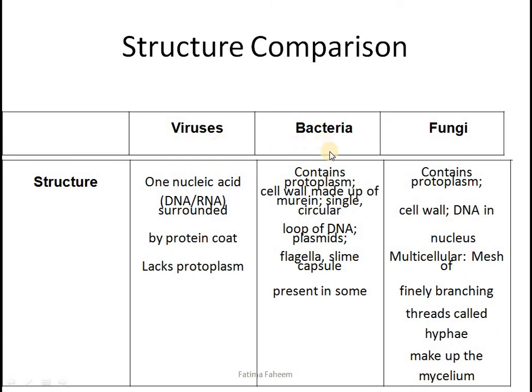On the other hand, bacteria contain protoplasm, a cell wall that is made up of murein, a single circular loop of DNA, and additional rings of DNA called plasmids. Some of the bacteria would also contain flagella, which is a structure helping the bacteria to move. Then there is a slime capsule for protection. In fungus, we see protoplasm, the cell wall, which is made up of chitin, and DNA in the nucleus. It can be multicellular, containing a meshwork of finely branching threads called hyphae, which together are called mycelium.